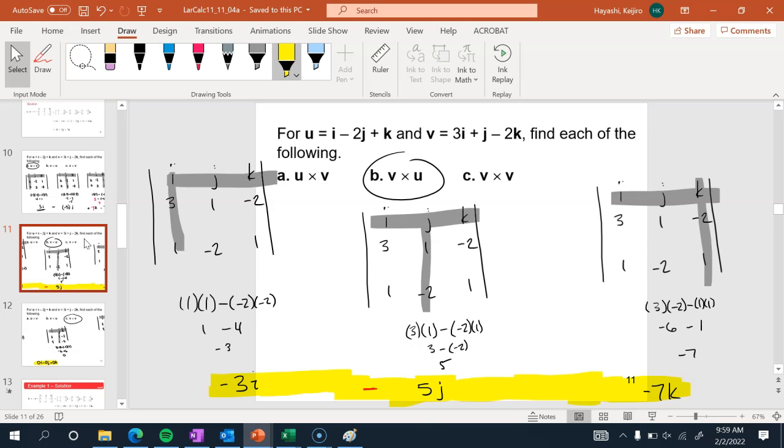And a very important thing to remember that I don't even always remember is that when you do this sort of determinant stuff, there is always an extra negative sign on the j term because of reasons.